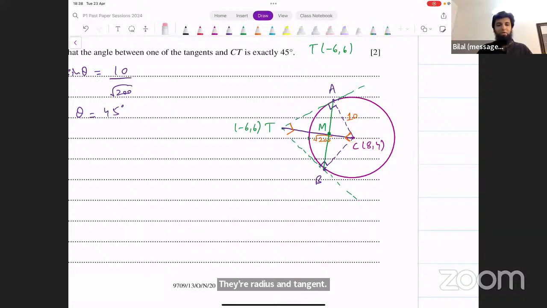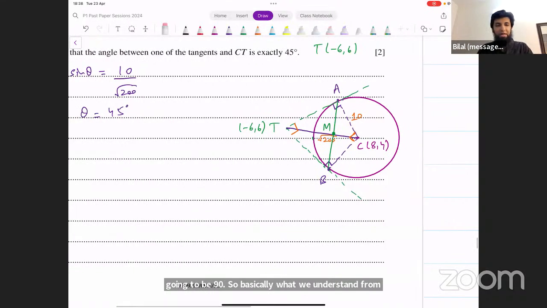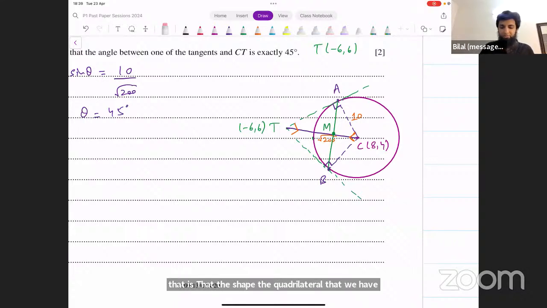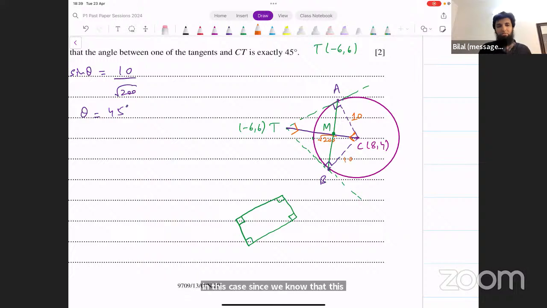So basically, what we understand from that is that the quadrilateral that we have has all angles 90. All angles 90. What kind of a shape is that? That's generally a rectangle. Generally, that's supposed to be a rectangle like this if all angles are 90. However, in this case, since we know that this length is 10 and this is also 10 and all the angles are 90, instead of being a rectangle, it's actually a square because the sides are also equal.